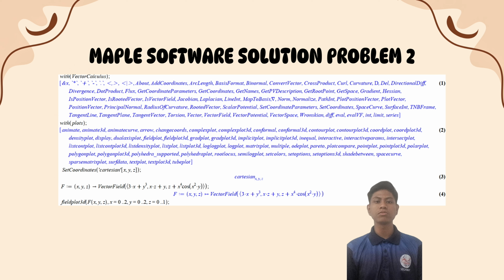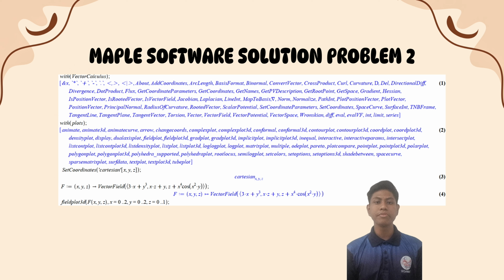Move to the Maple software solution for problem 2. The first command is with(VectorCalculus); with a semicolon, and the result is this. The second command is with(plots);, and the output is as shown. The next step is we command SetCoordinates with a semicolon to define our coordinate system as the 3D Cartesian system with variables x, y, and z. The fourth step, we command like this to define our vector field. Then the output will be like this.